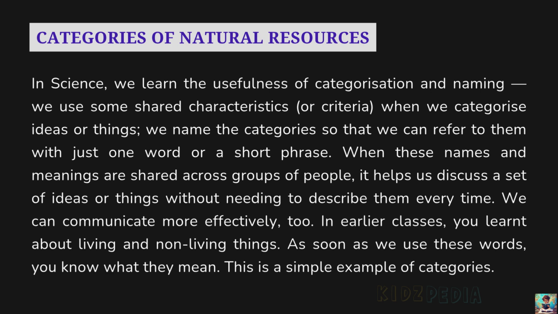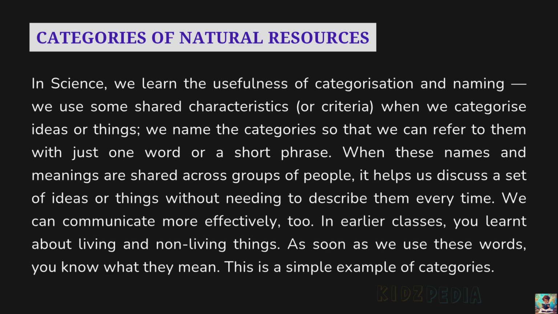Next is categories of natural resources. In science, we learn the usefulness of categorization and naming. We use some shared characteristics or criteria when we categorize ideas or things. We name the categories so that we can refer to them with just one word or a short phrase. When these names and meanings are shared across groups of people, it helps us discuss a set of ideas or things without needing to describe them every time. We can communicate more effectively too.